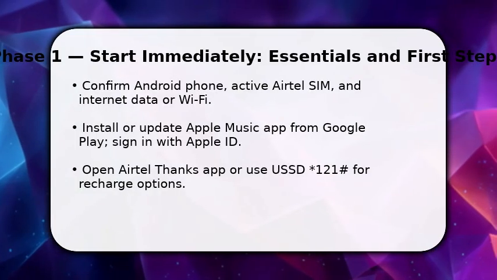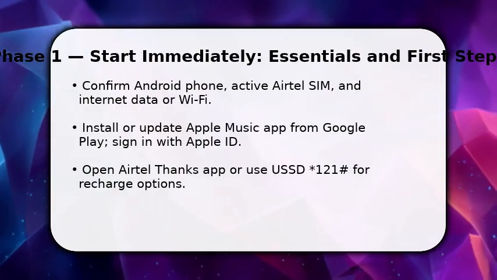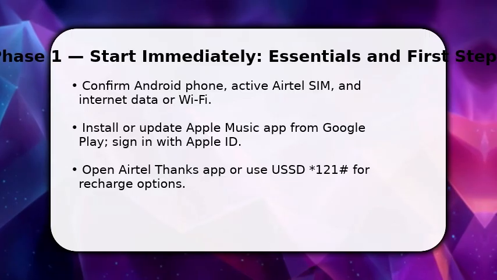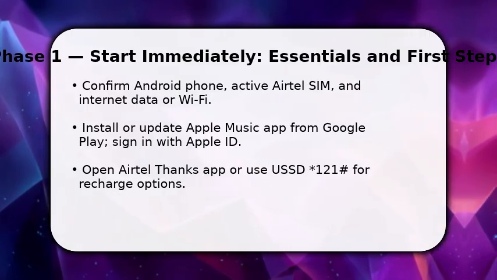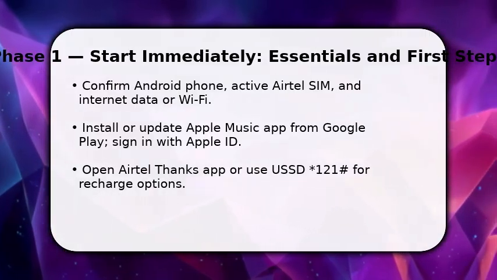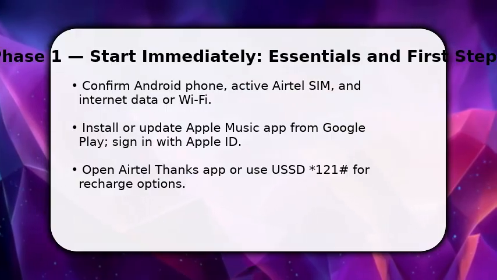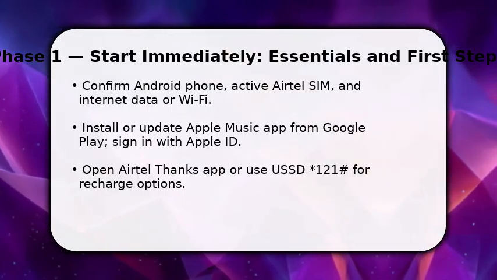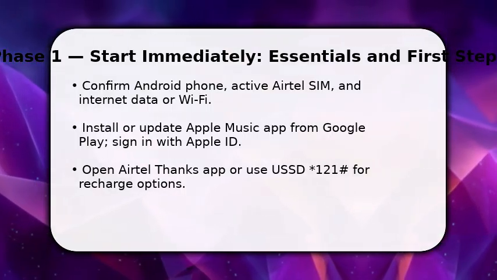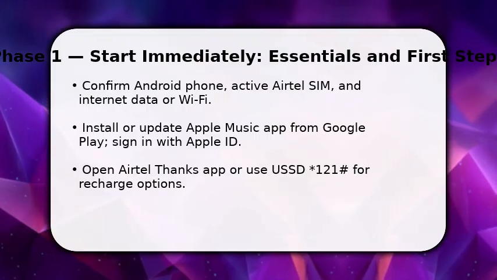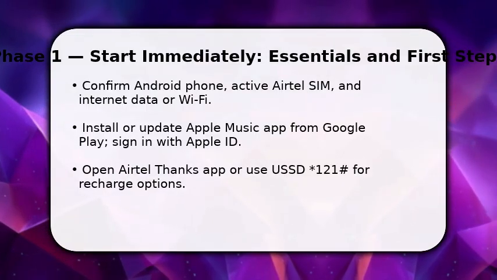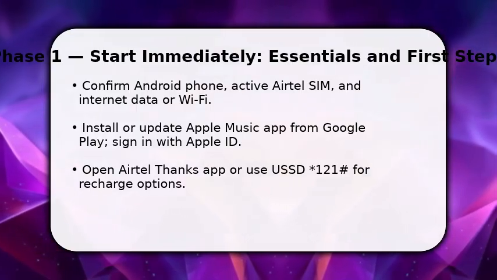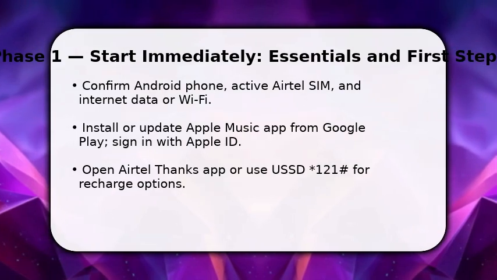You start by making sure your Android phone has an active Airtel SIM and working data. This is essential for verification. Once done, open Google Play and install or update Apple Music, then sign in with your Apple ID so subscriptions can be linked. Next, open the Airtel Thanks app or dial the USSD option to view recharge packs. Make sure you pick a pack that includes Apple Music or allows add-ons. This gets the prerequisites and first actions out of the way fast.